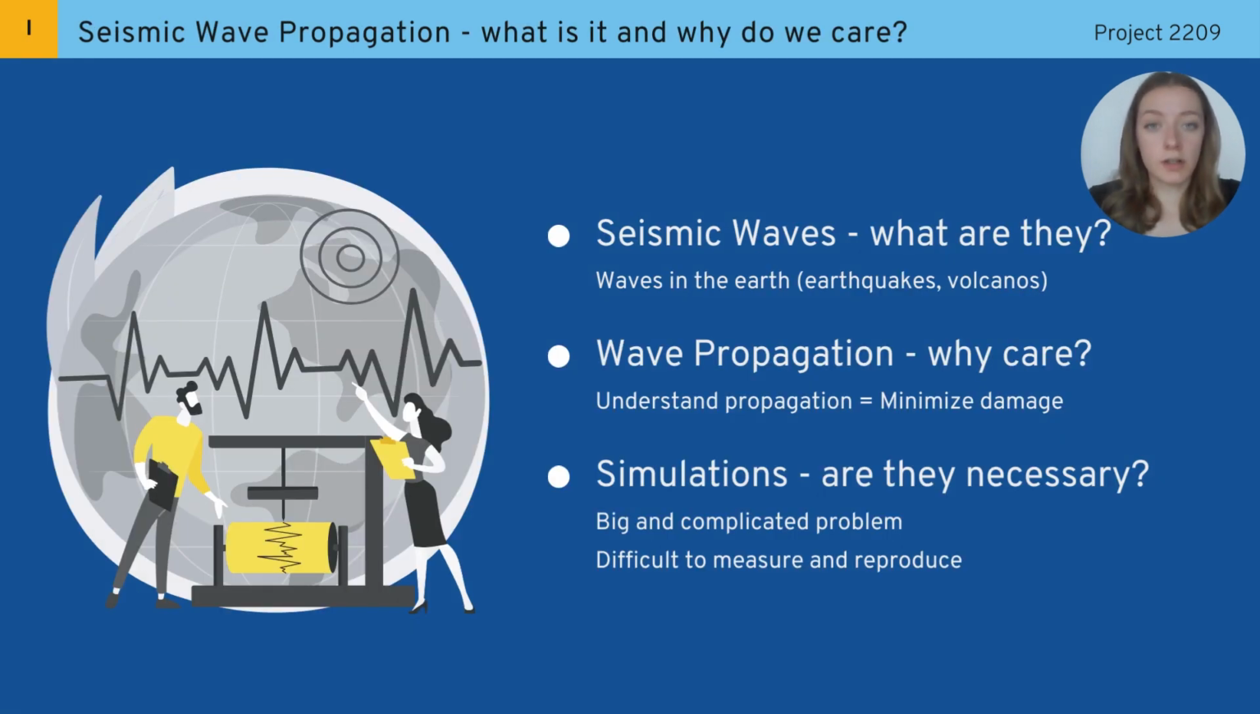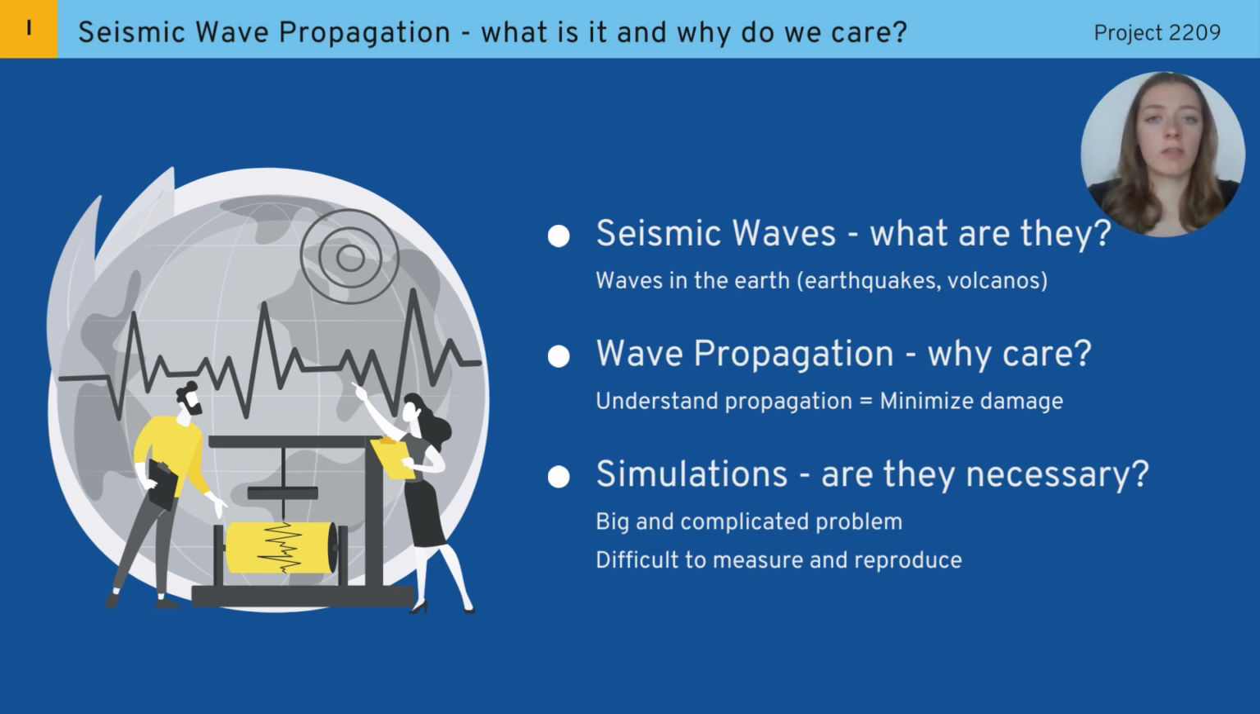So first of all, what are seismic waves? They're waves that travel in the Earth or on its surface. This can come from a lot of different things, such as earthquakes, volcano eruptions, or even man-made explosions. The reason we care about how these waves propagate is simply because if we understand how they propagate, we can understand how it affects, for example, the buildings and infrastructures around it, and then even minimize or prevent the inflicted damage.